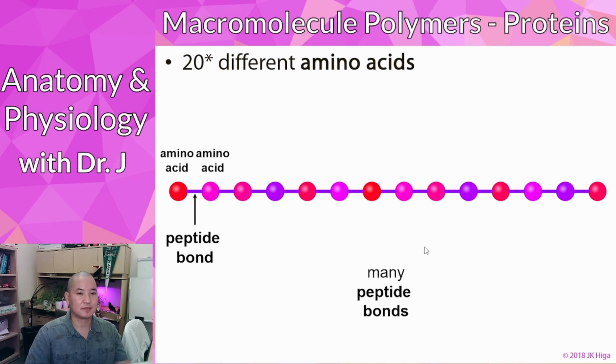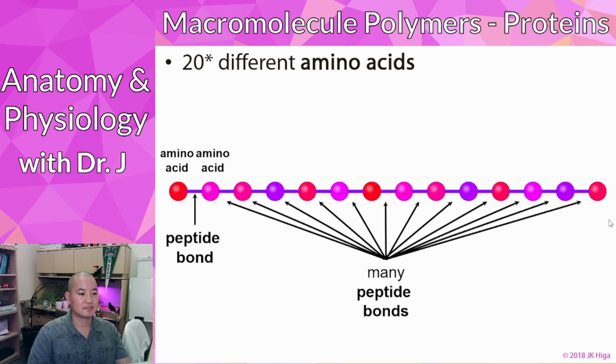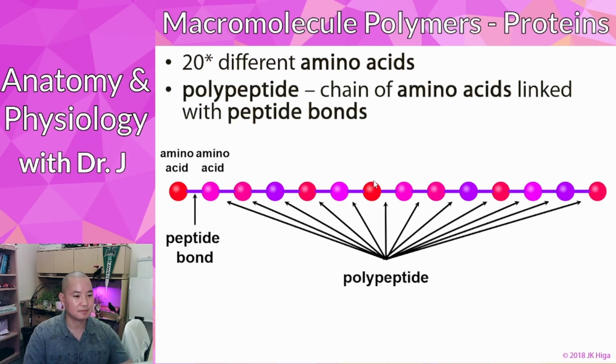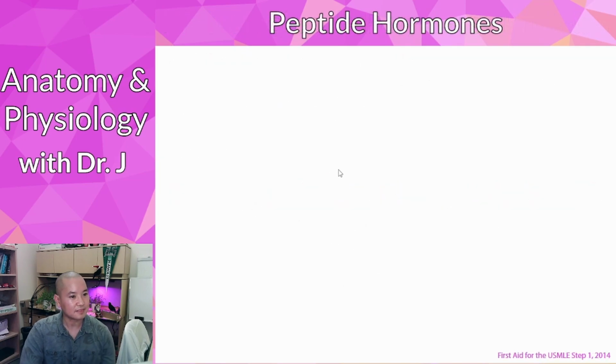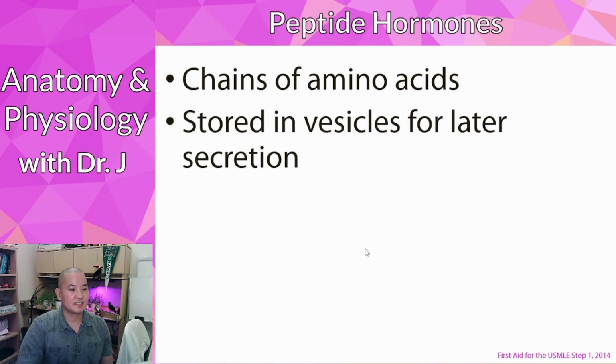Something you see when there's many of something in science and medicine is a common prefix, poly. So these are many peptide bonds, therefore this is a polypeptide. Polypeptides are chains of amino acids linked with peptide bonds. Peptide hormones are chains of amino acids. You saw how complicated those amino acid structures were earlier, and I'm not going to draw out the entire structure. We don't have time, and it'll be very confusing.